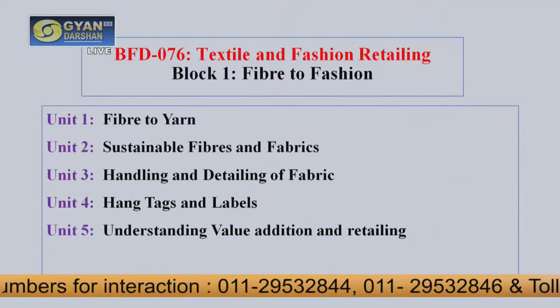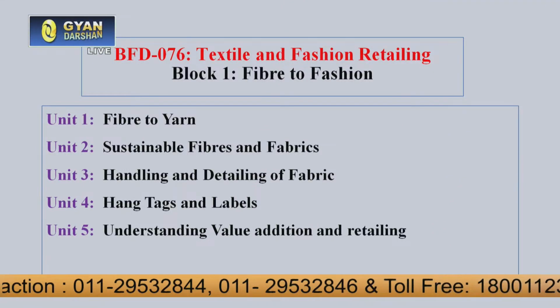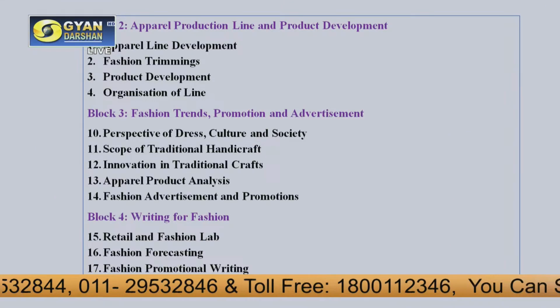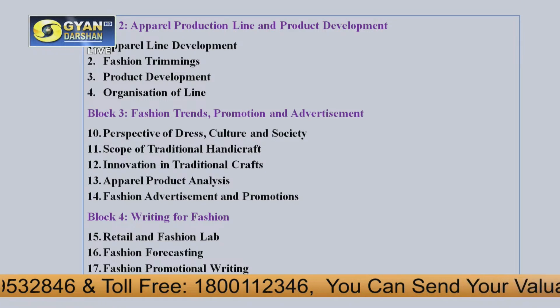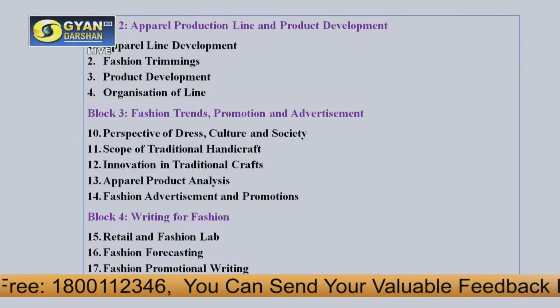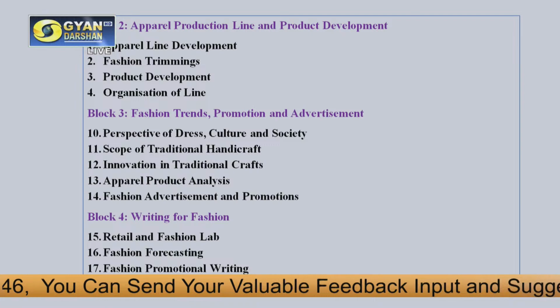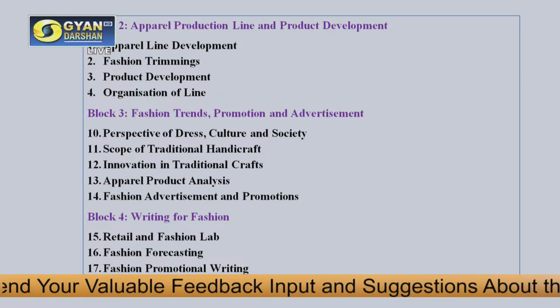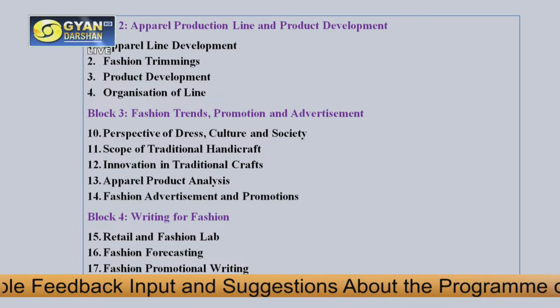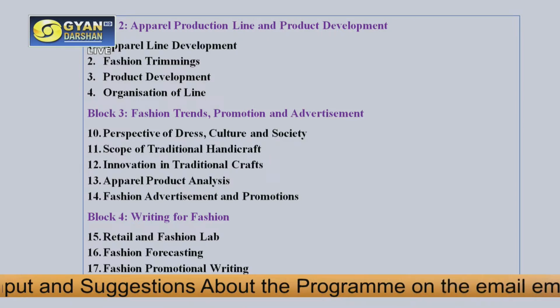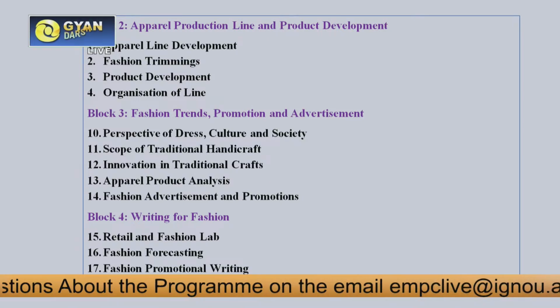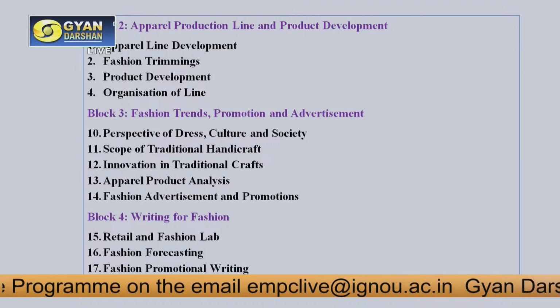So in this session, we will just focus on unit 1 of this particular block 1, that is fiber to fashion. That unit 1 we will discuss fiber to yarn. Then block 2 of this course is about apparel production line and product development, in which 4 units you have to study. Unit 1 is apparel line development. Unit 2 is about fashion trimmings. Unit 3 is product development, and Unit 4 is organization of lines.